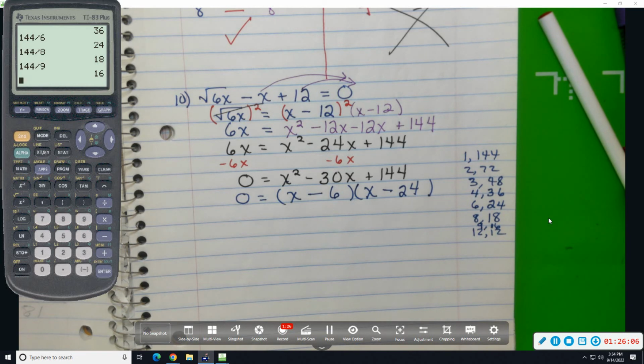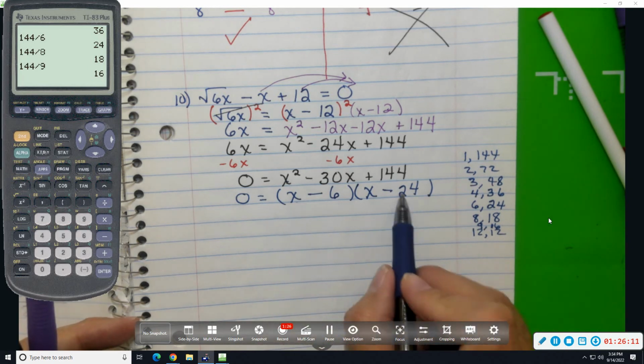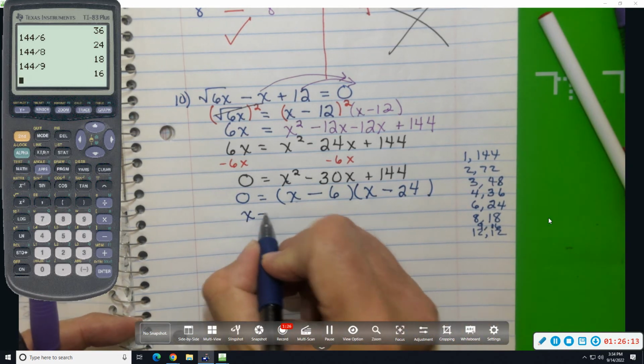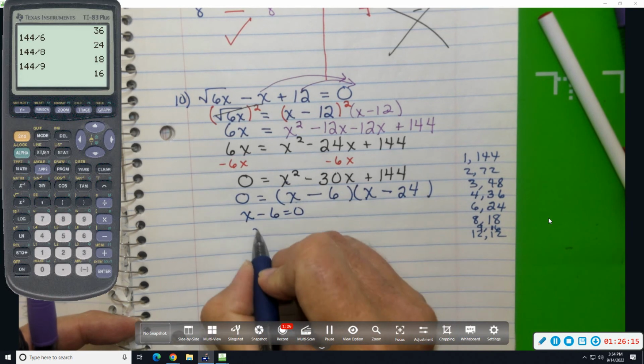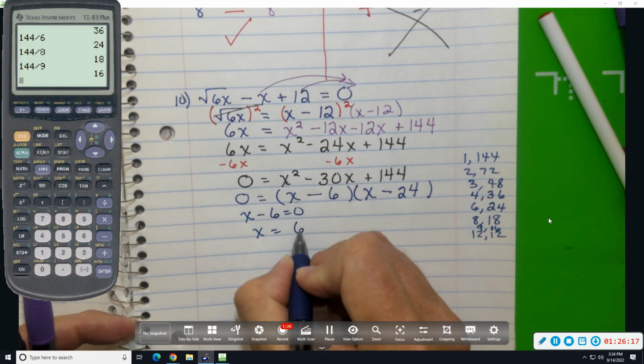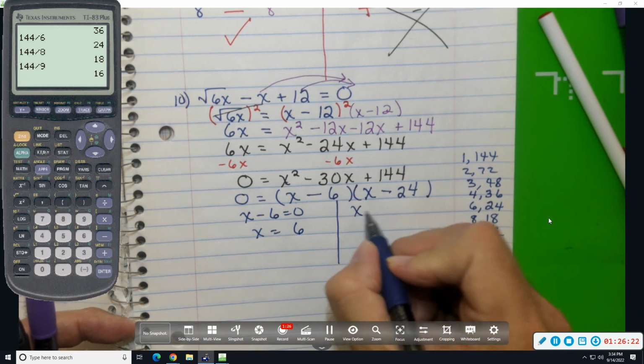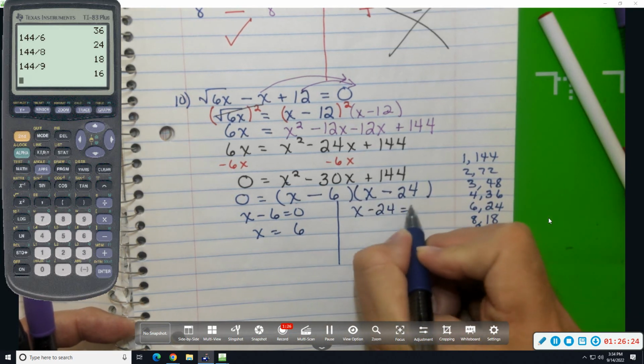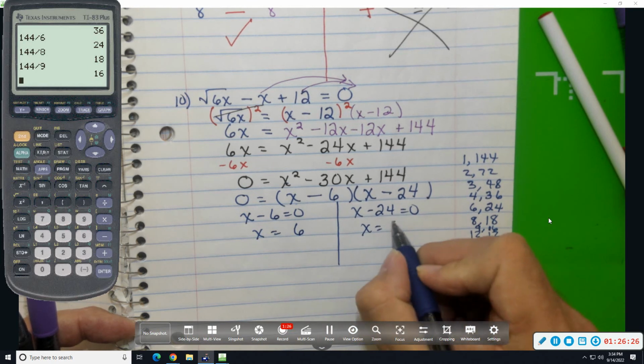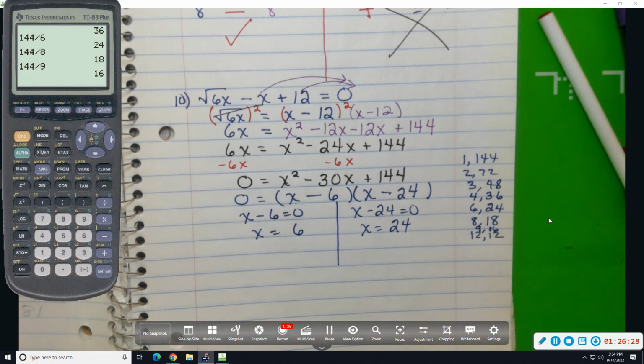What are the 2 possible solutions? You haven't finished the problem. So I set each one of these factors to 0, and we get x equals 6. And what's the other one? 24. Now isolate the x by moving the 24.